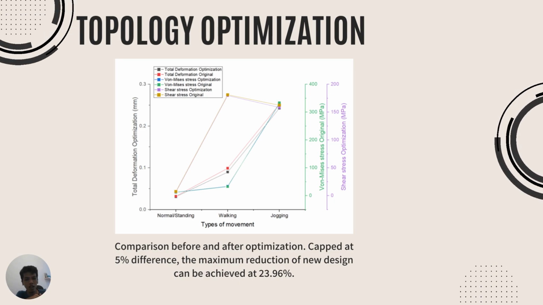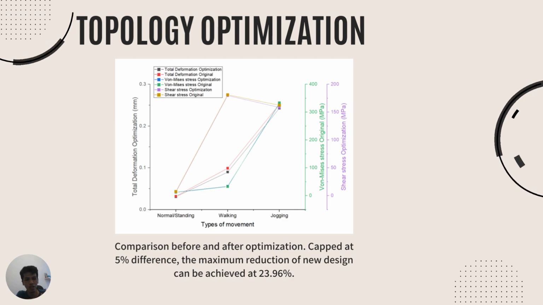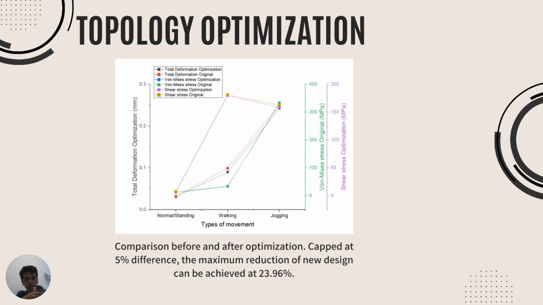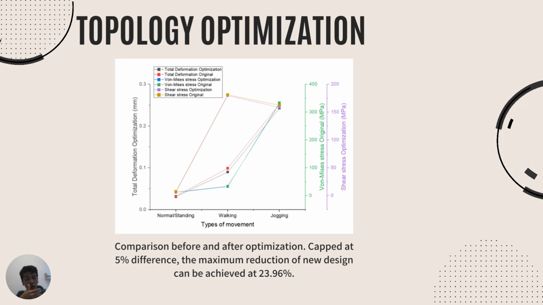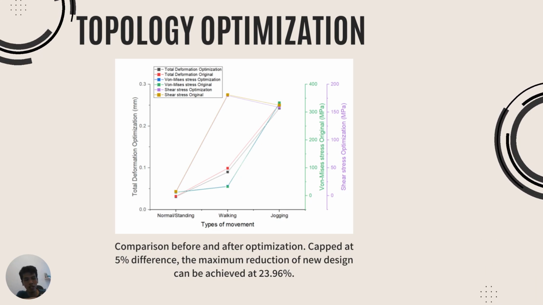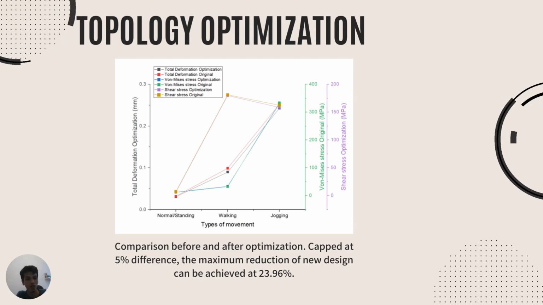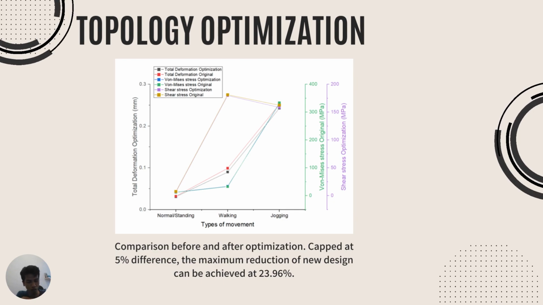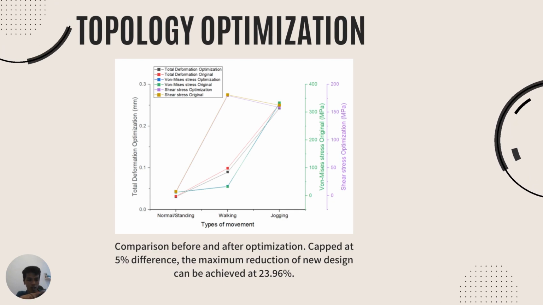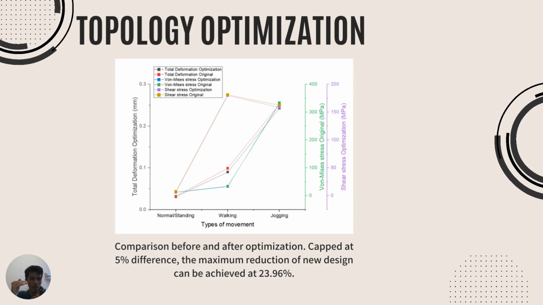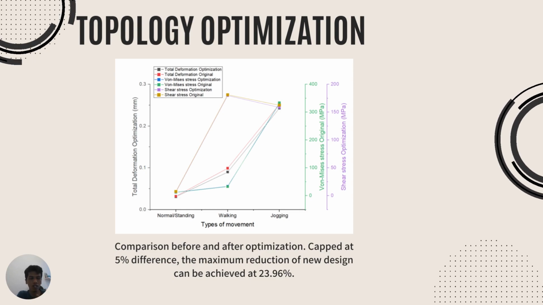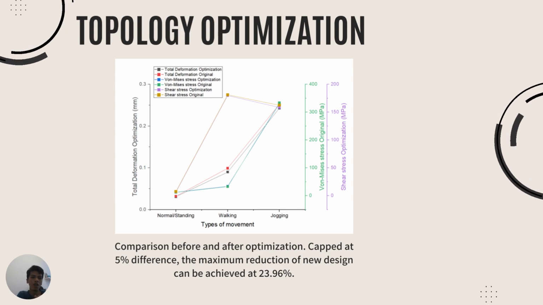We can see that we can reduce the design by 23.96%. What is meant by the reduction of 23.96% is the mass of the model. So we can reduce the material consumption, and also reduce the cost, but it will not compromise the mechanical properties of this new design.